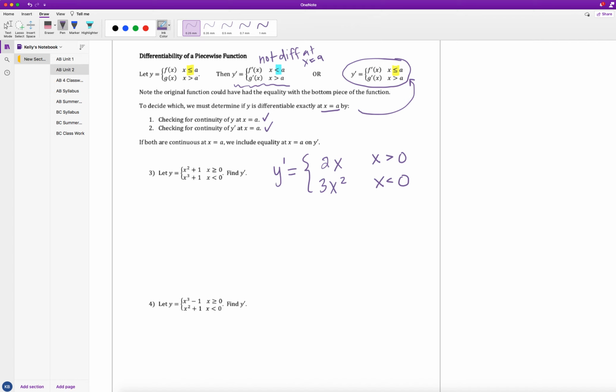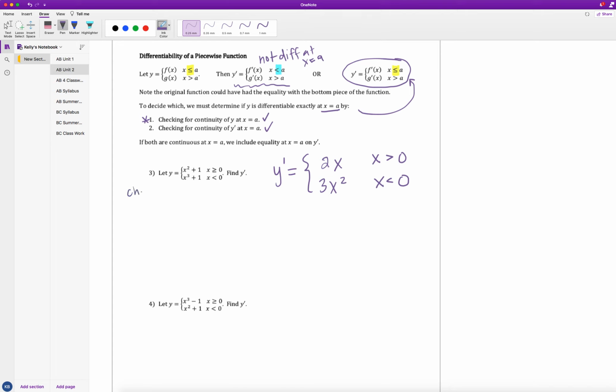Now we have to determine if that equals to bar gets to go back or not on the 2x part of this function. Well, the first thing that would have to be true is that we have to make sure the original function is continuous. If the original function is not continuous, there is no way that the derivative is going to exist at that breakpoint if the function is not continuous at that breakpoint to begin with. So let's start by checking the continuity on y.